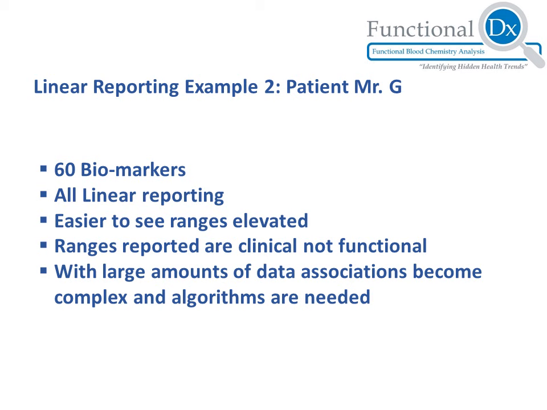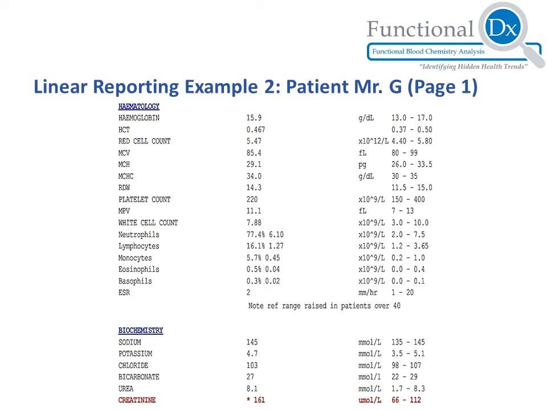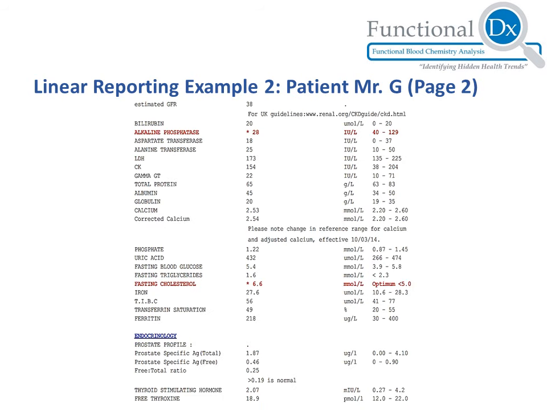It's easier to read because anything that's out of range, whether it's high or low, is in red. So your eyes are automatically drawn to that. But then your eyes are drawn away from whatever else is going on because you're looking at these ranges here, which are clinical or pathological ranges. Well, when you fall outside of those ranges, you're pathologically ill. There is something wrong with your pathology. Now you have a problem.